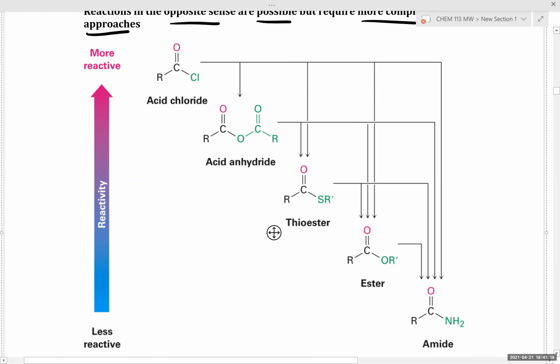So generally, it's quite easy to displace a good leaving group with a reasonable nucleophile. It's more difficult when you have, for example, an amide, where you're displacing a very poor leaving group. Does this idea and does this hierarchy of reactivity make sense?